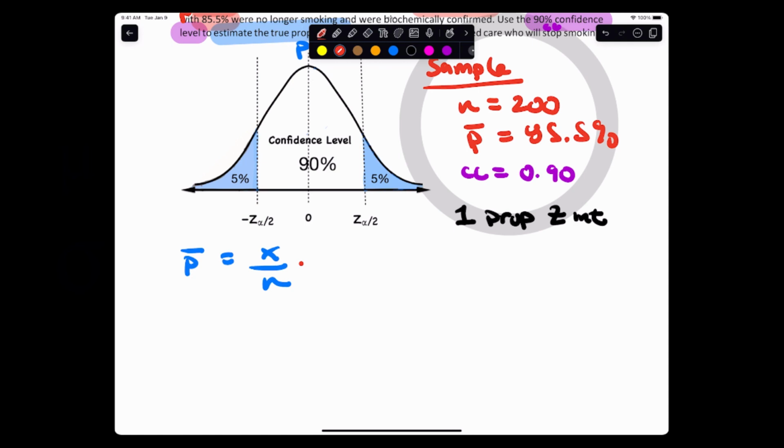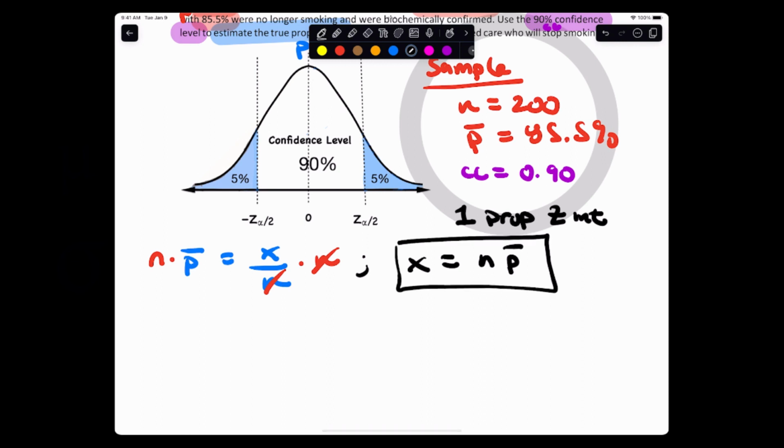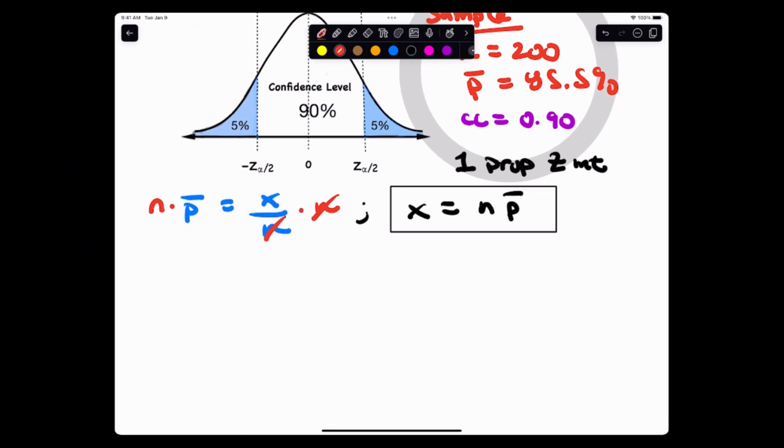Everybody remember? How do you solve for X? Multiply both sides by N. Doesn't it cancel? Yeah, you guys remember. So X will be, ladies and gentlemen, N times what? That P hat, okay? So this is how you can find the number of successes now, but you're going to have to approximate to the nearest whole number. I just did a little bit of algebra, okay? X needs to be a whole number. If you enter the X, that's the number of successes, okay?